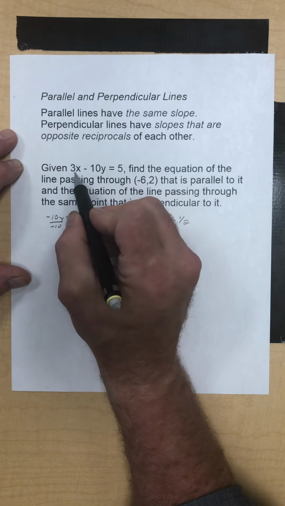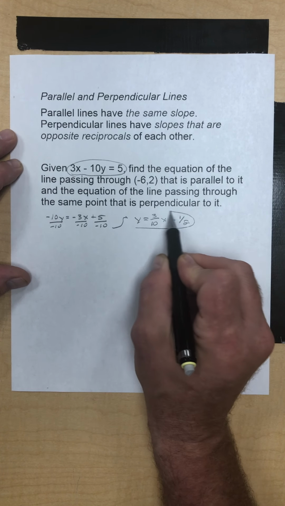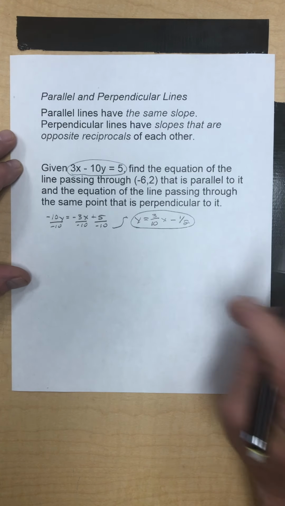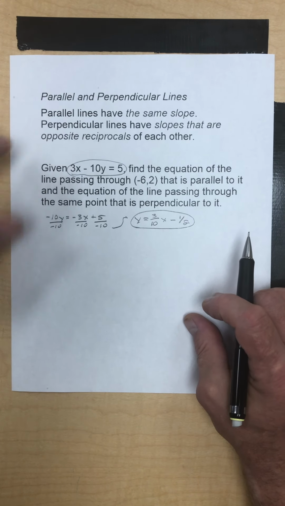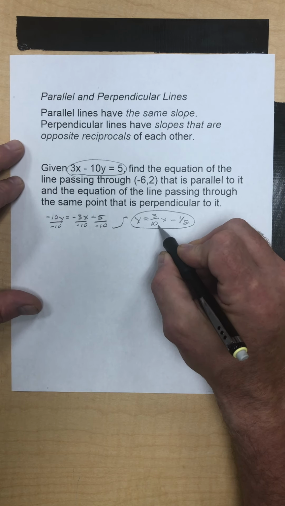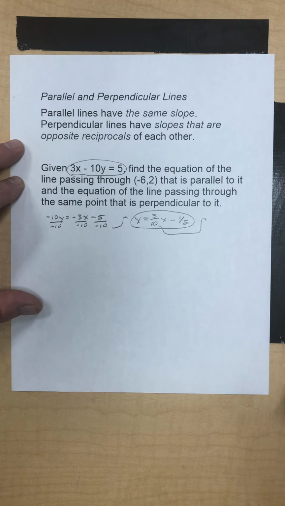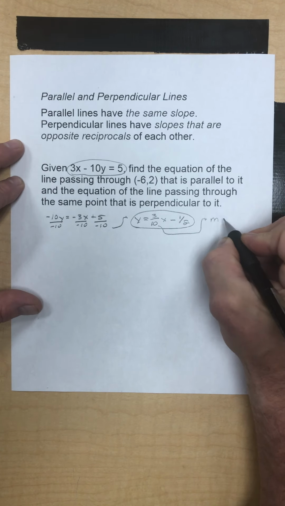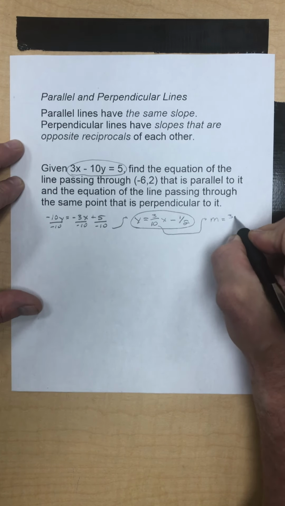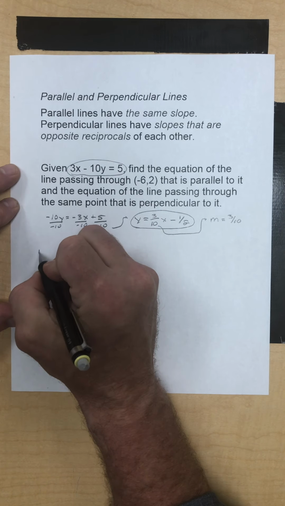So this line right here and this line right here describe the exact same line. It's just that one is in standard or general form, and this is in slope-intercept form. Remember, in slope-intercept form, the slope is the coefficient of x. So the slope of this line is 3/10.